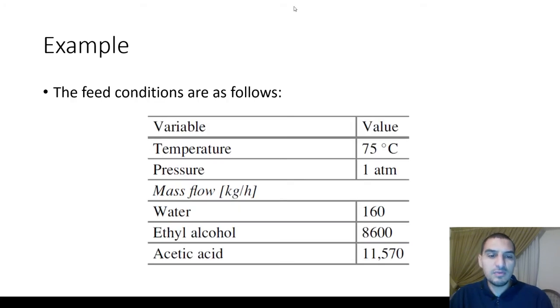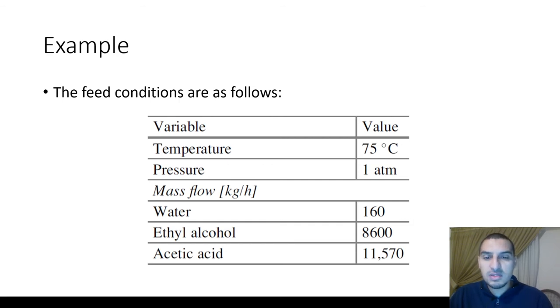And we have information about the feed conditions. The feed is 75 degrees Celsius, 1 atmosphere, composed of 11,570 kilograms per hour of acetic acid, 8,600 kilograms per hour of ethyl alcohol, and 160 kilograms of water per hour. This is the information that we know, and we need to get as much information as we can from the 4 modules.